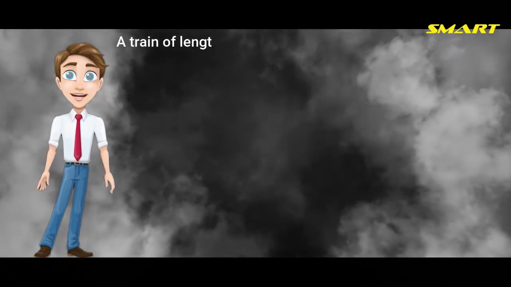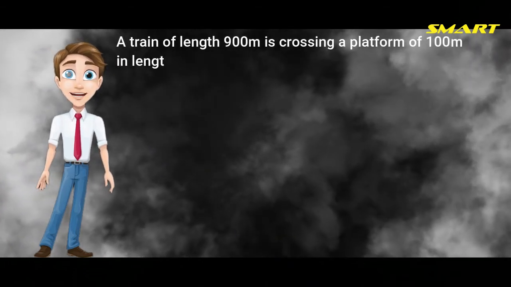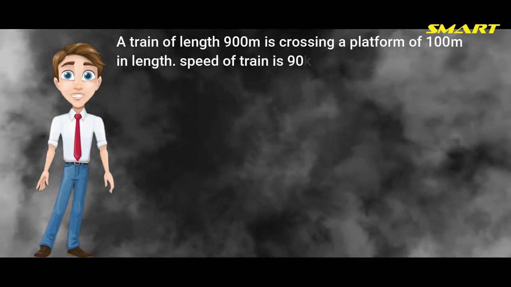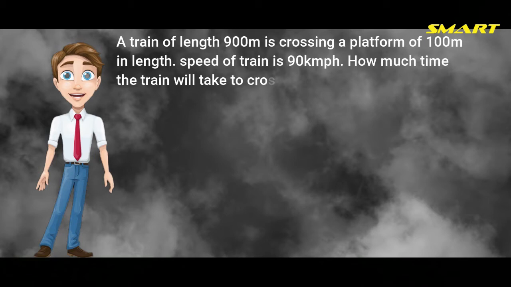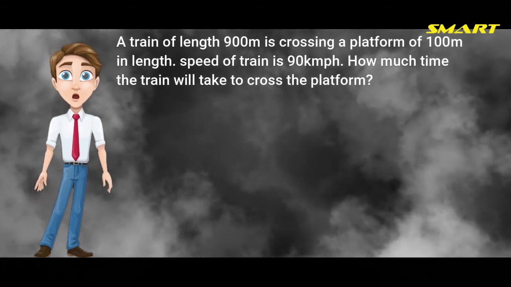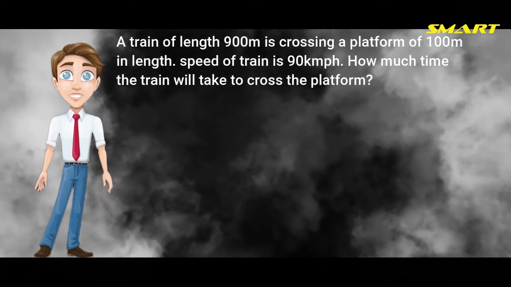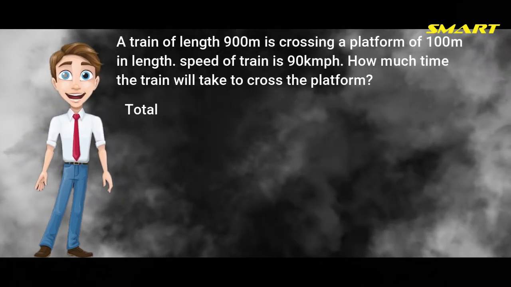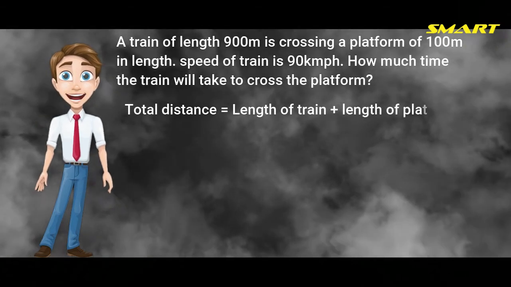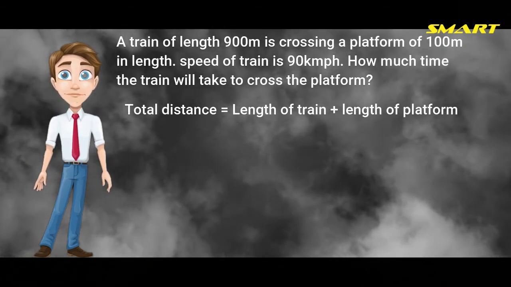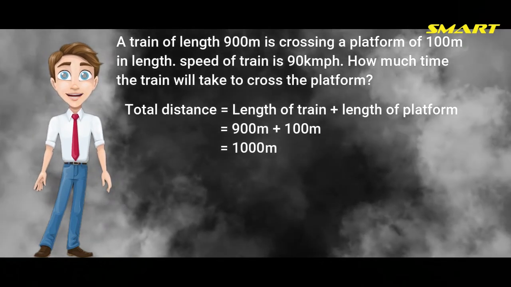A train of length 900 meter is crossing a platform of 100 meter in length. Speed of train is 90 km per hour. How much time will the train take to cross the platform? Friends, this is a question having a stationary object with length. For this one, total distance to be covered is the length of train plus length of platform, and that is 900 meter plus 100 meter, and the answer is 1000 meter.